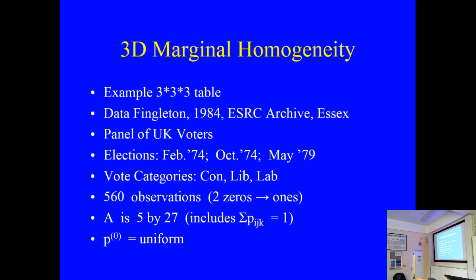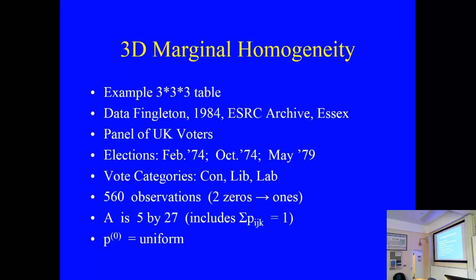An example that is in Finkelstein's book, where there was a panel of UK voters and their voting behaviour was recorded in February 1974, October 1974, and May 1979. February 74 was when Harold Wilson won a general election, but with a very small majority, so it was the second election that year. And then something different happened in 1979. There were 3 voting categories: Conservative, Liberal and Labour. 560 observations. Again, I changed 2 zeros to 1s.